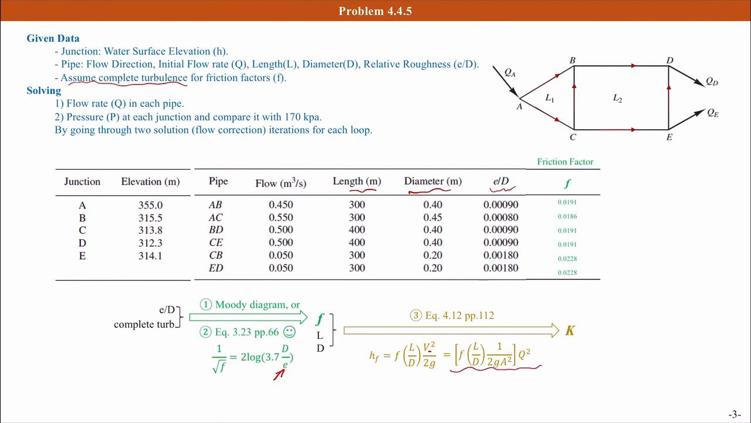For a specific pipe, the friction loss, length, diameter, and cross-section area are all constant, so we want to put them together and use K to represent this term. Then the friction loss equals K times Q squared. The value of K, after the calculation, we can add into the table.